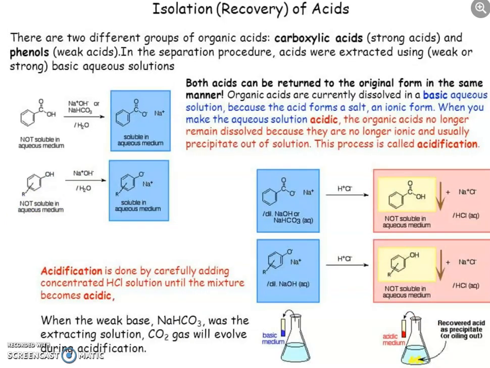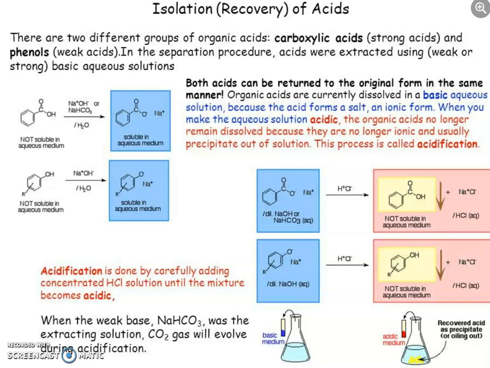Now, isolation or recovery of acid. There are two different groups of organic acids: carboxylic acid, a strong acid, and phenol, a weak acid. In the separation procedure, acids were extracted using a weak or strong basic solution. Both acids can be returned to the original form in the same manner. Organic acids are currently dissolved in a basic solution because the acid forms a salt, or ionic form. When you make the aqueous solution acidic, the organic acids no longer remain dissolved because they are no longer ionic, and usually precipitate out of solution. This process is called acidification.